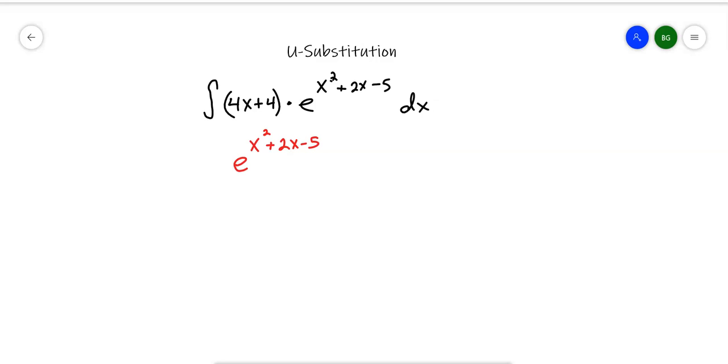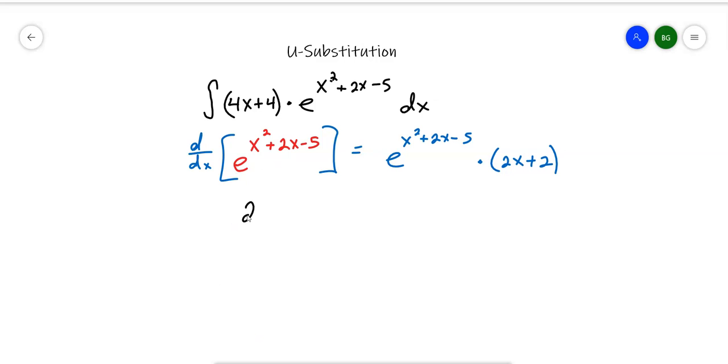And then take the derivative of it and see how we can fix it. So, let's take the derivative of this expression. Of course, e is its own derivative, but because of chain rule, we then have to take the derivative of this inside expression, which would give me 2x plus 2. I see what I've got and what I need, and it seems I need to multiply my original expression by 2, so it's going to be 2 times e to the x squared plus 2x minus 5.